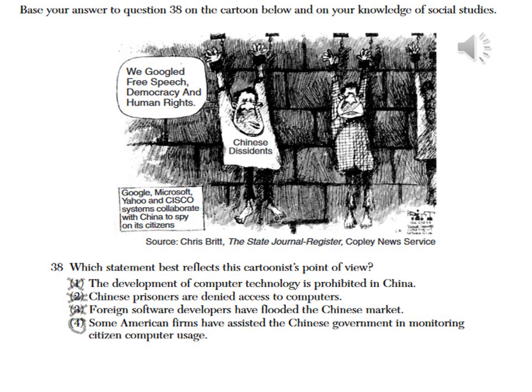So, question number 38: which statement best describes this cartoonist's point of view? Is it one, the development of computer technology is prohibited in China? No, no, no, no. You know why it's wrong? Because most of anything that has to do with technology is made in China. So, answer number two. Is it two, Chinese prisoners are denied access to computers?